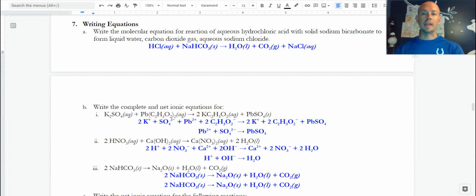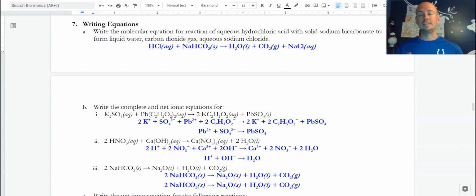So for a molecular equation, it's all about writing the right chemical formulas, counting your atoms to balance it, and then showing your states of matter as well. We have aqueous hydrochloric acid, and we would remember that hydro is when it's bonded with no O, so HCl, sodium bicarbonate, and we will not be given any polyatomic ions on our periodic table.